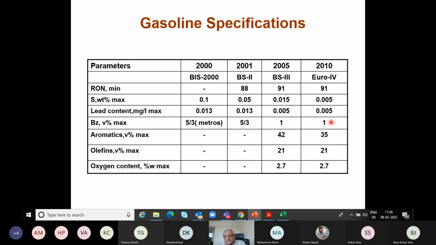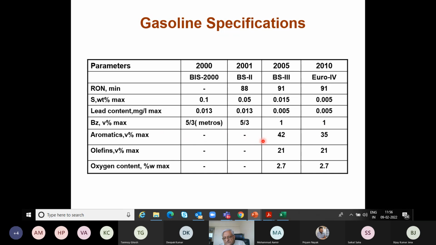And when you come to the petrol station to fill your vehicle, you see the vapors coming out of your car, from the storage tank of your car. Those vapors are very, very rich in benzene. Then the other thing is the aromatics content.